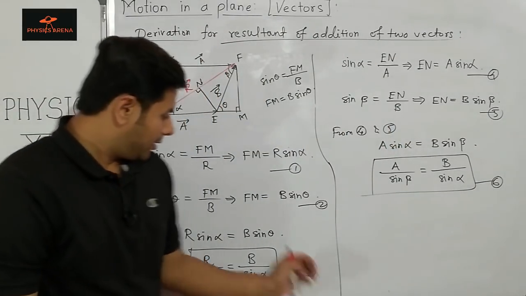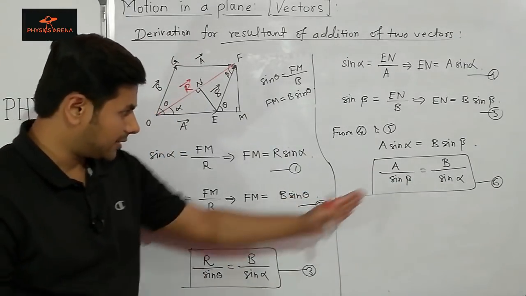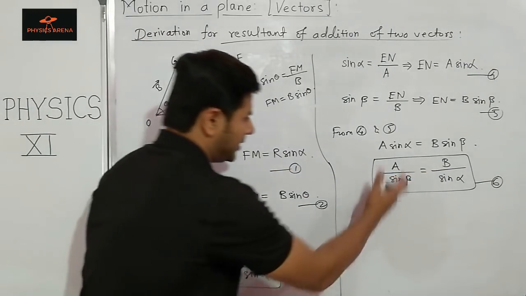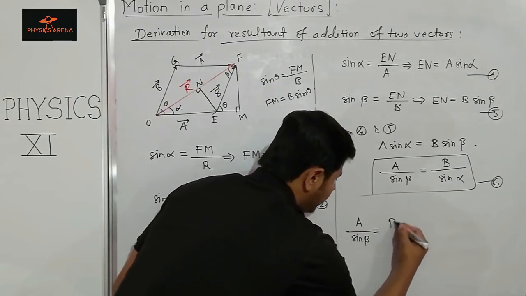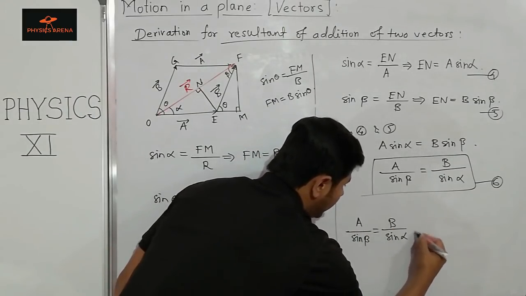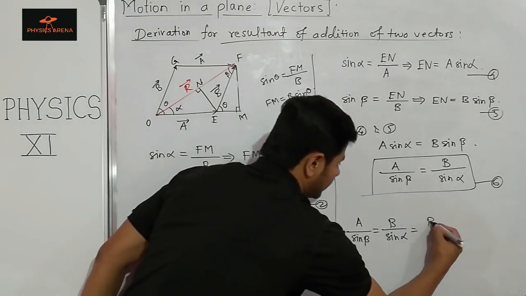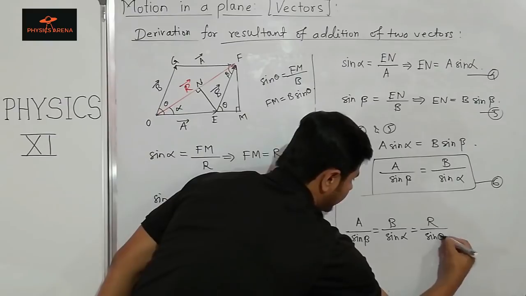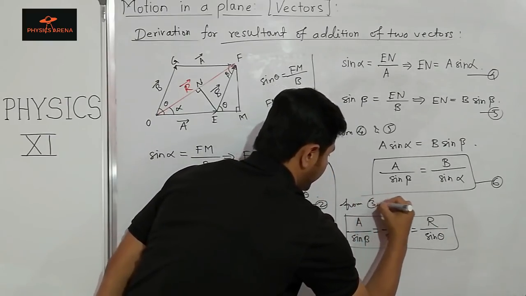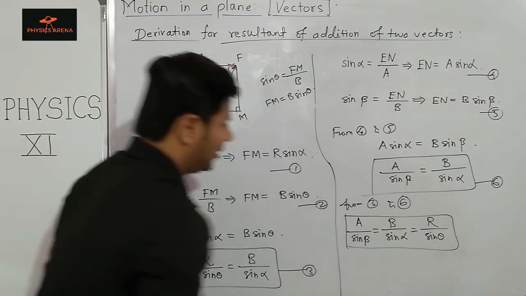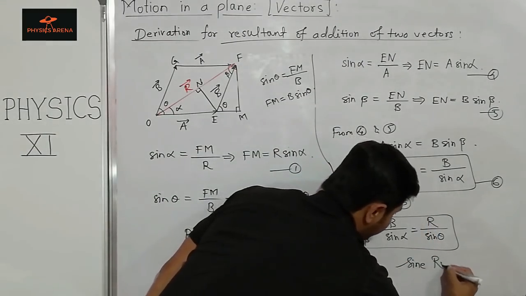Okay. Then from 3 and 6, you can see that the right hand side is equal. So let us write this relation: A divided by sine beta equals B divided by sine alpha, and that is equal to R divided by sine theta. This is from 3 and 6. And this thing is called the sine rule.